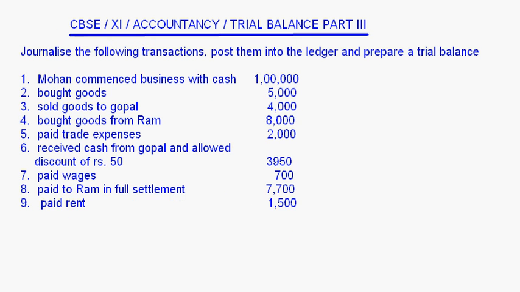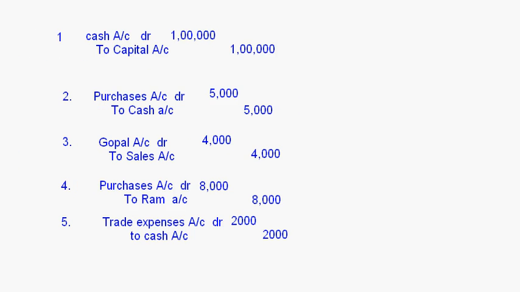Okay, now the next one, paid wages 700. So that is wages account debit to cash account 700.